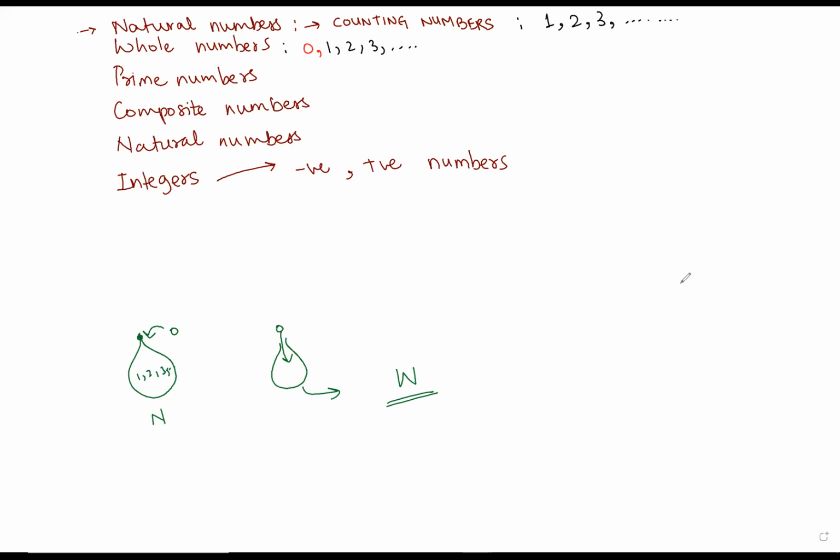Natural numbers are counting numbers, like 1, 2, 3, and so on. Whole numbers start from 0 and go to infinity. Natural numbers start from 1 and go to infinity. So we can say natural numbers are counting numbers, 1, 2, 3 till infinity, and whole numbers are basically 0 plus our set, or our bag, or if you like to call it a set, you can say that 0 plus all the natural numbers, right?